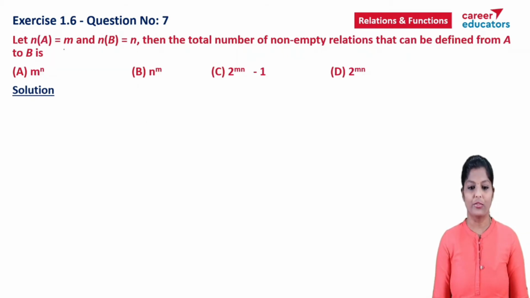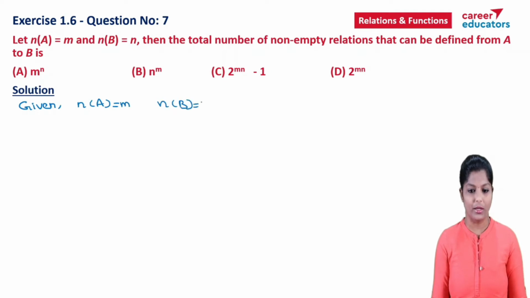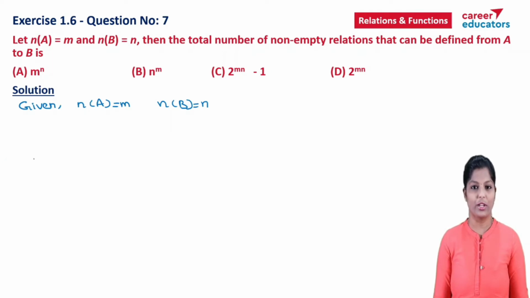Here, n of a equal to m and n of b equal to n. We have to find total number of non-empty relations that can be defined from a to b. Let's solve the problem. Given n of a equal to m and n of b equal to n. Solution for this question is directly given in your textbook. You can refer page number 9 in your textbook.